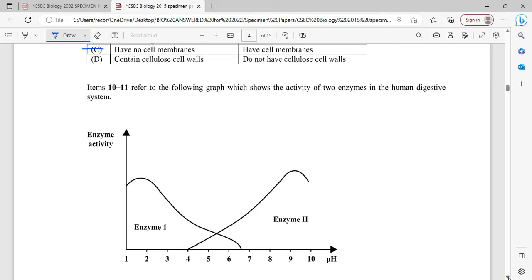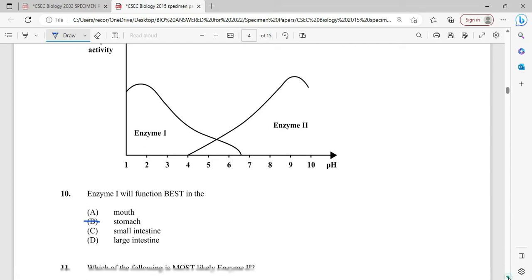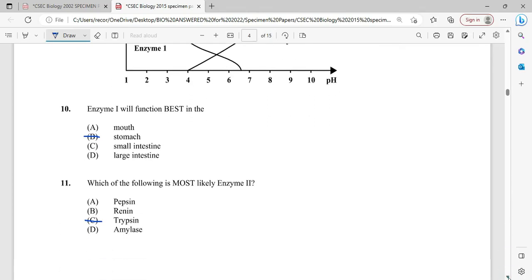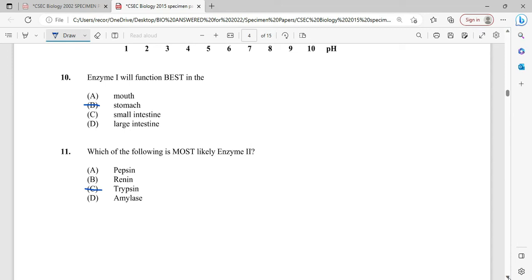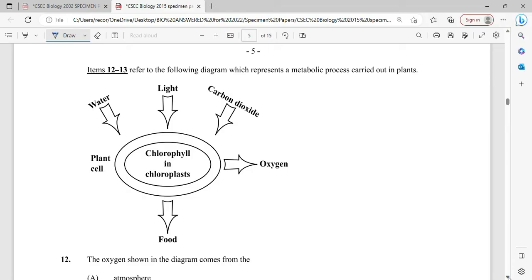Items 10 to 11 refer to the following graph, which shows the activity of two enzymes in the human digestive system. Enzyme 1 will function best in the environment. We're talking about pepsin and renin. Which of the following is most likely enzyme 2? Trypsin, in an alkaline environment.